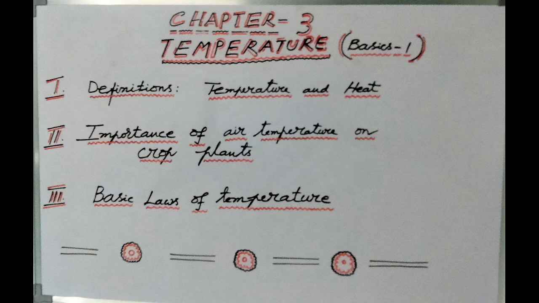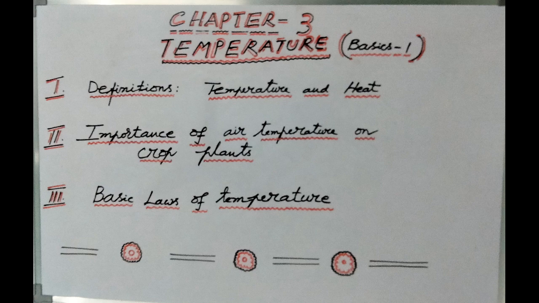In a system of two bodies, the one which loses heat, which loses energy to the other, is said to be at a higher temperature. That means the heat energy moves from higher to lower, because energy always moves from higher to lower. Good.